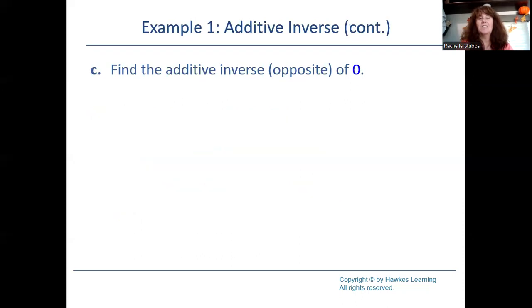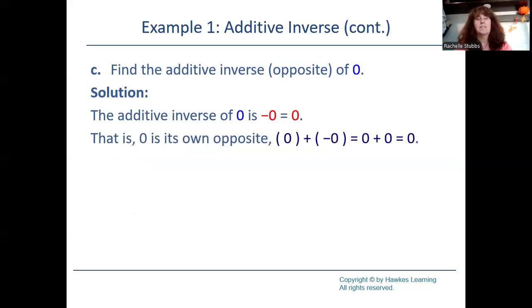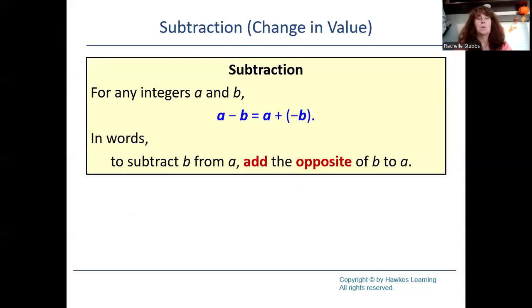C, it says find the additive inverse or opposite of 0. So it's whatever I'm going to add to 0 that will make it equal 0. And of course, that's 0. 0 is also the additive identity. We love 0 for that. It's its own opposite.